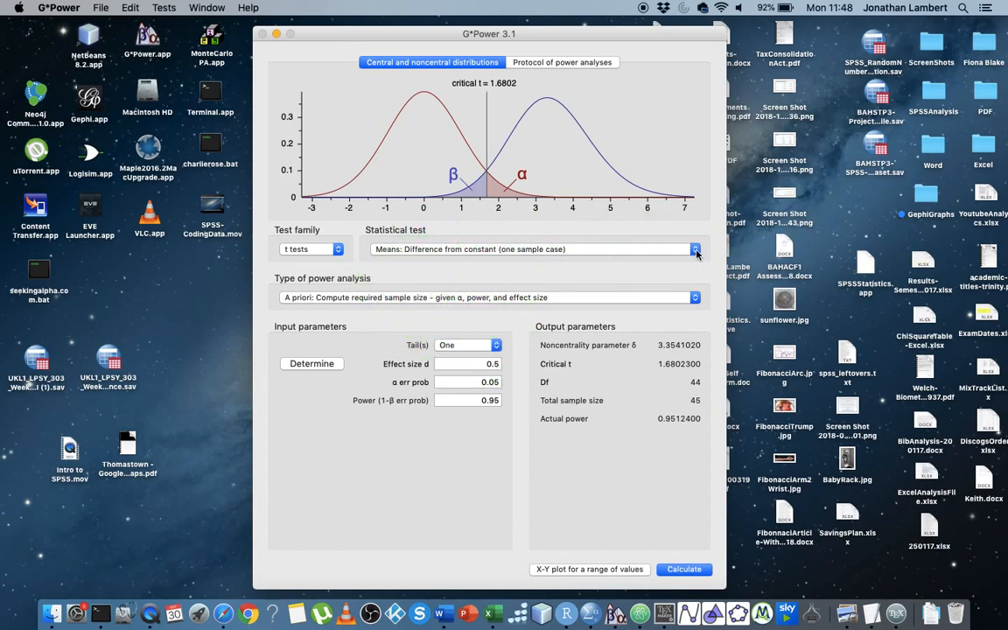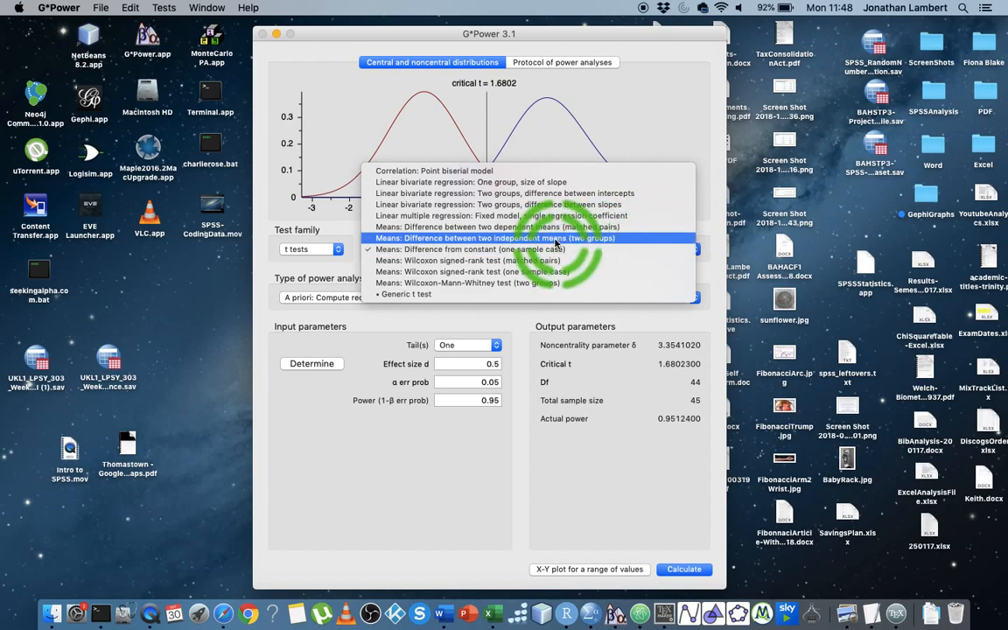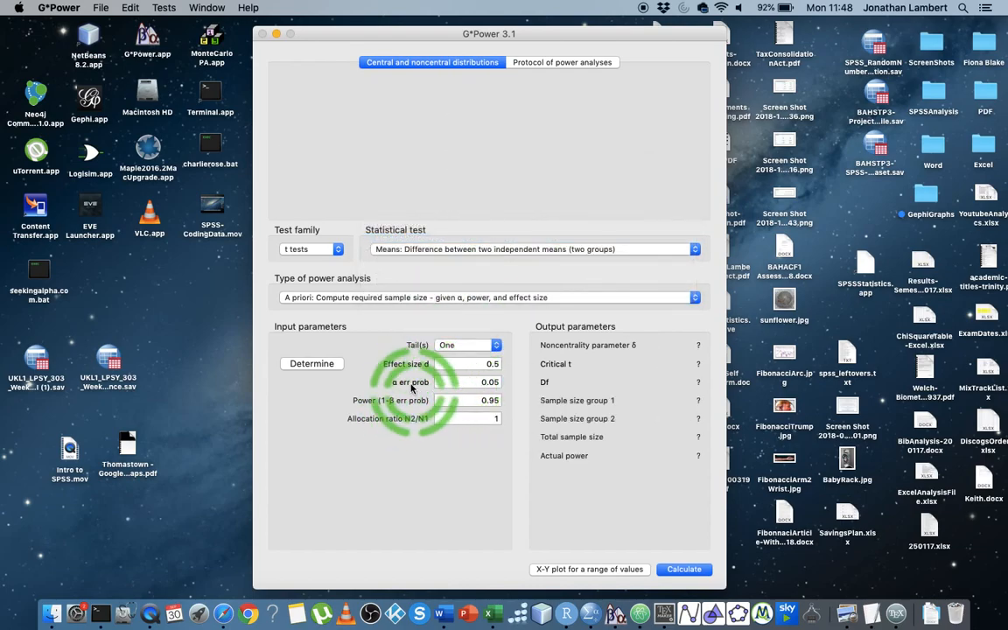Everything is exactly the same now, but we're going to a different test. In this case, we're looking at the independent samples t-test. So let's say it's a two-tailed test. Let's say the effect size is a medium effect again. The alpha is 5%. The achieved power that we want is 95%, which means that we're willing to accept failing to reject the null when we should have rejected the null at 5%, which is the type 1 error rate.